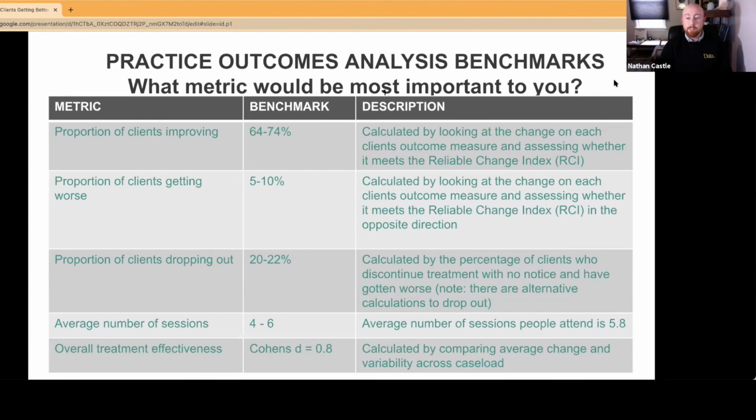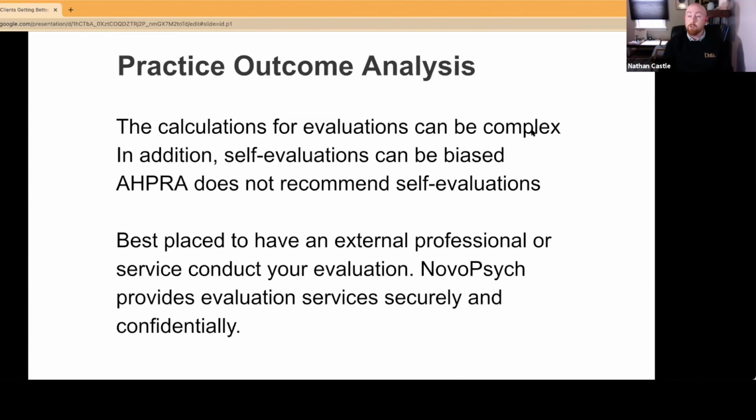Average number of sessions, somewhere between 4 and 6. Obviously, that accounts for those clients that might come for 1 session and not come back. Also accounts for people who have been around for 20 sessions. And then the overall treatment effectiveness, again, there's that Cohen's d, 0.8. We now do outcomes analysis to be able to show people and give them a report on what their results are compared to some of these international benchmarks.